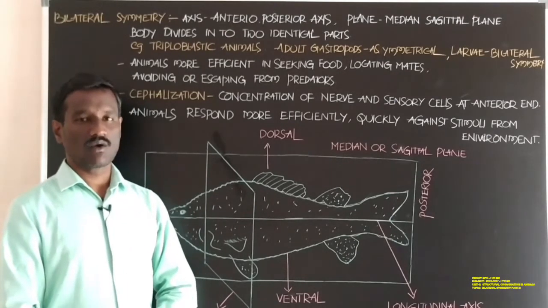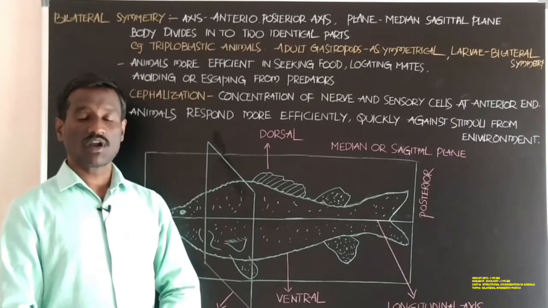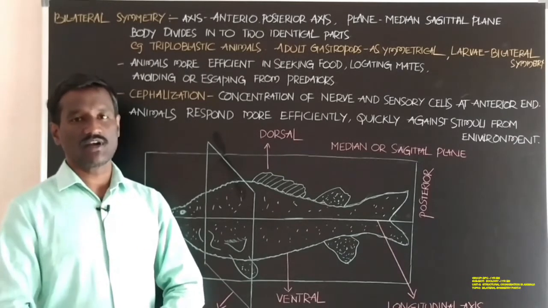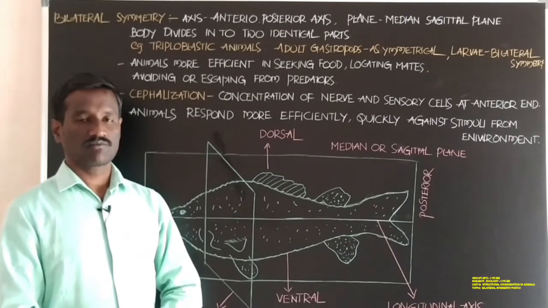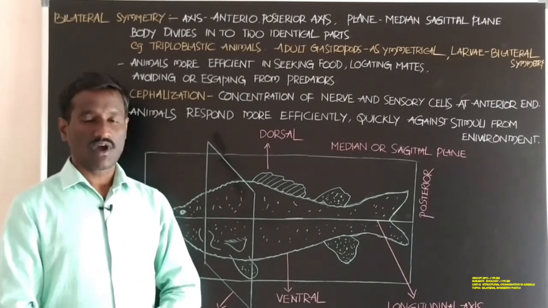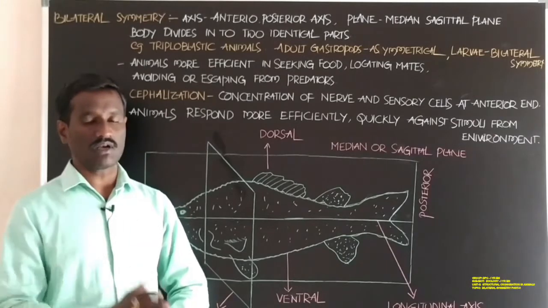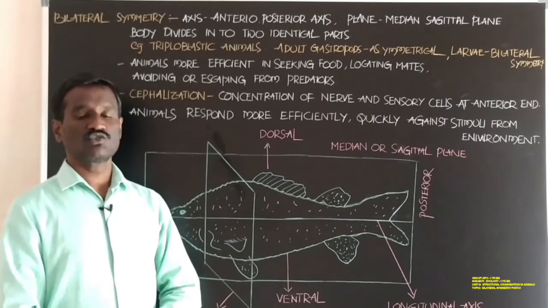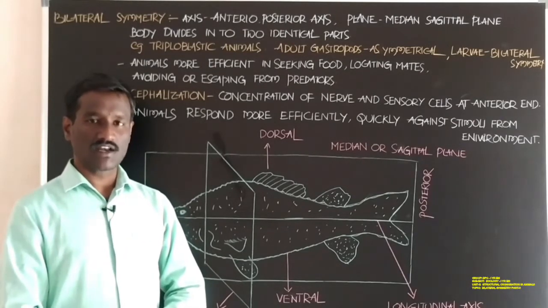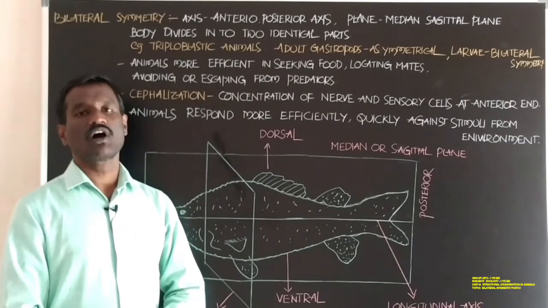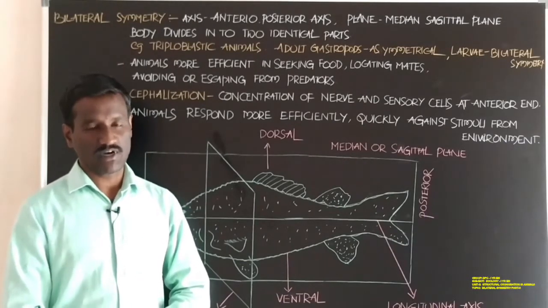Next, another one in radial symmetry: the starfish, which belongs to the echinoderms. The adult starfish shows pentamerous radial symmetry, and the larva shows bilateral symmetry.